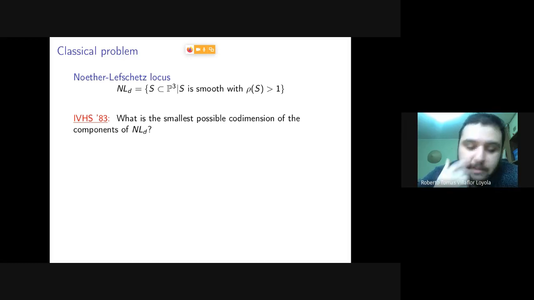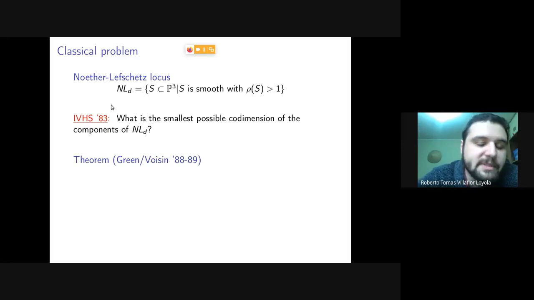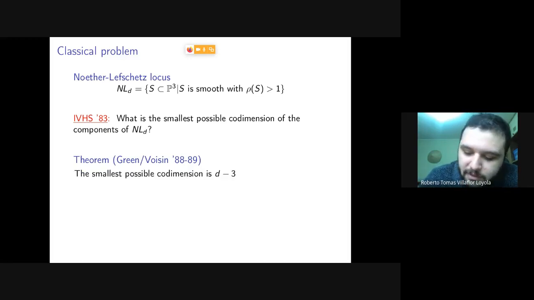But you can ask, what happens if you take a smaller family? If you take a smaller family, you would like to know under which conditions you can guarantee that the generic element also has Picard number equal to 1. And they ask which is the smallest possible codimension, they conjecture which it was, and it was a theorem, a sequence of results due to Green and Voisin between 88 and 89, and these results are summarized in the following theorem.